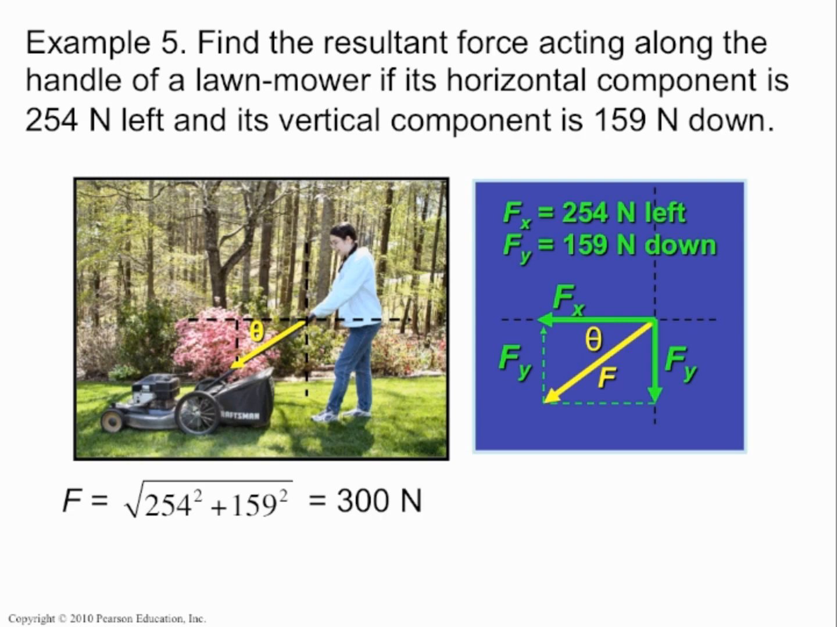Okay, so you should have come up with this. F equals square root of 254 squared plus 159 squared, and that's 300 newtons. And theta equals inverse tangent of 159 over 254, and that is 32.0 degrees. Remember that the answers have to be with the correct number of significant digits, and that's why we're using 3 significant digits, since both of our givens have 3 significant digits.